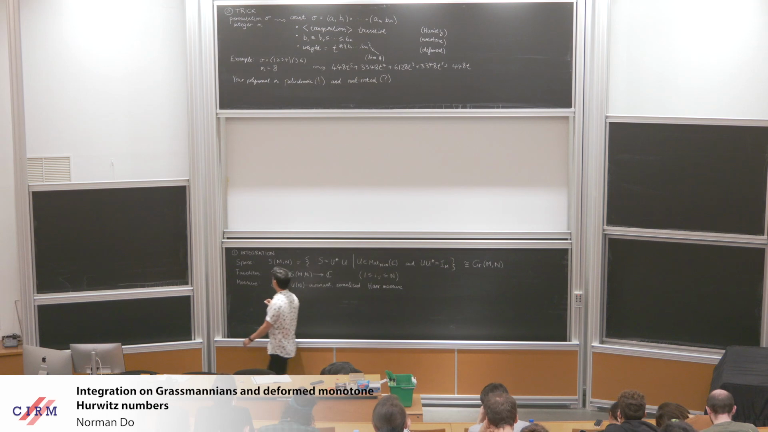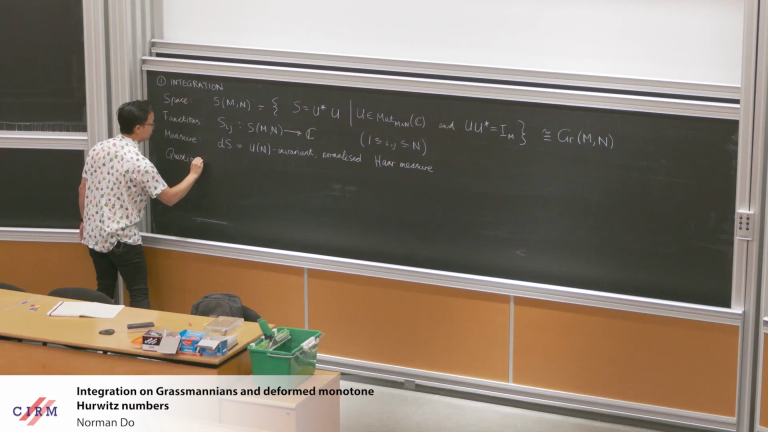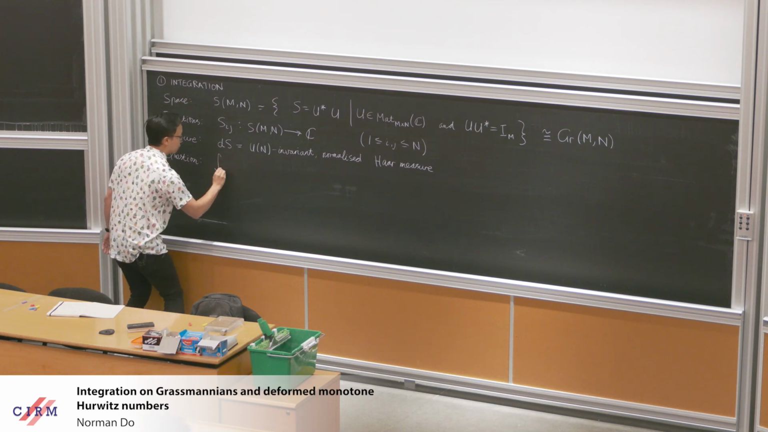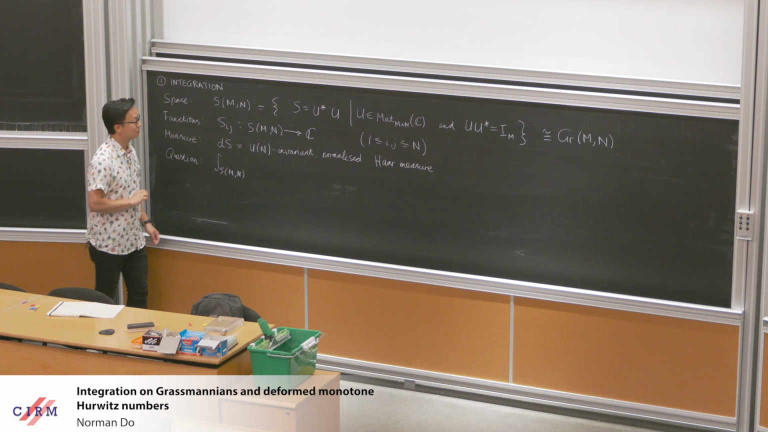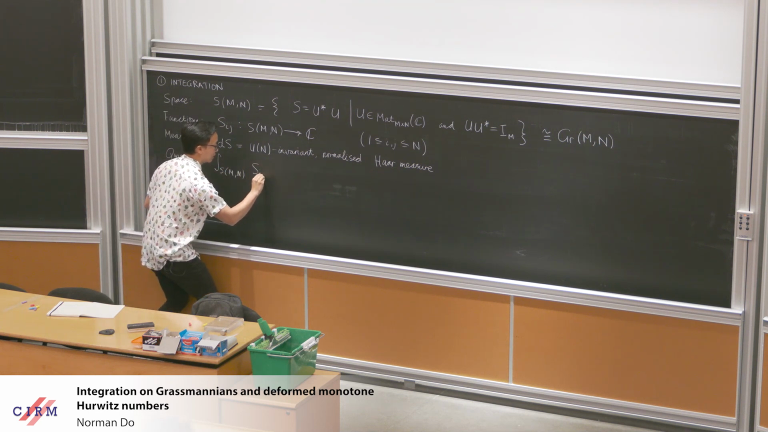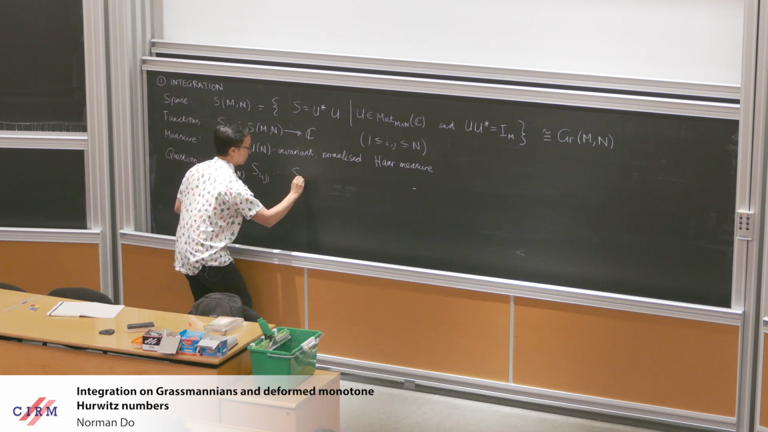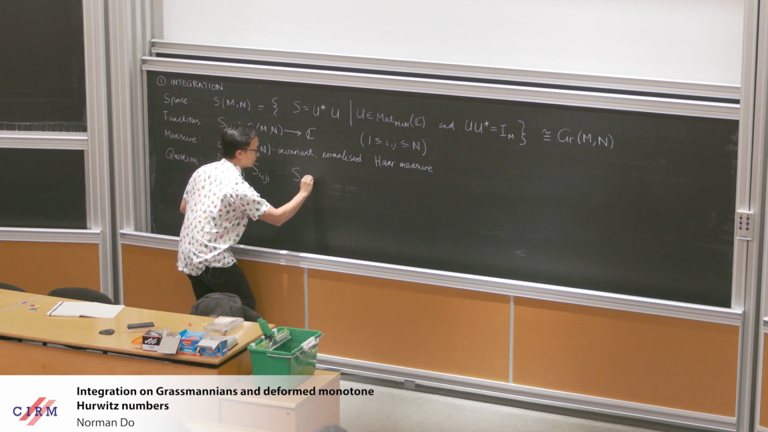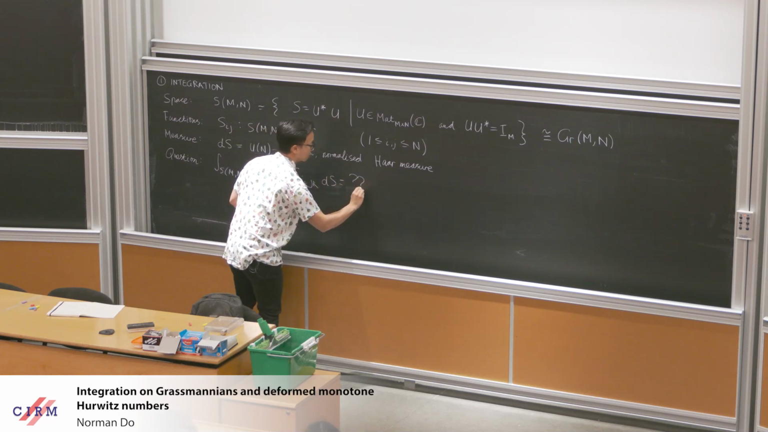So the question we're going to ask today, and hopefully answer, is when you integrate over this space some product of these functions, let's say s_{i1 j1} up to, say, you've got k of these, I'd like to know, what is this?